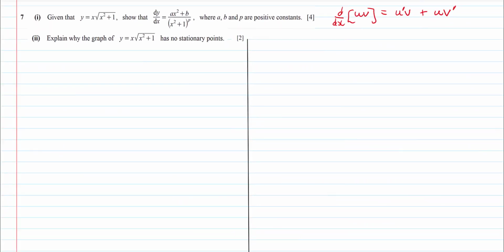Question 7, part 1. We're given that y is equal to x times the square root of x squared plus 1, and we need to show that dy by dx is equal to this part here, where a, b, and p are positive constants. So to differentiate y with respect to x, we're going to need to use the product rule, which I've written out on the top right here in red.